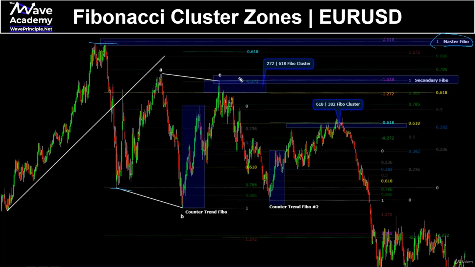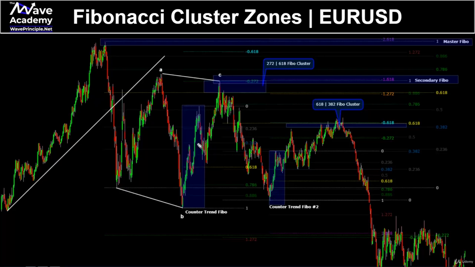The first impulse down, we can see the 618 right here. But what happens if we trace another Fibo from this length of wave? We get another Fibonacci that matches with this 618. That's where I trace my first blue box to mark the Fibonacci cluster. Fibonacci cluster means two Fibonacci levels that are close together when measuring different kinds of waves. And you can measure different kinds of waves.